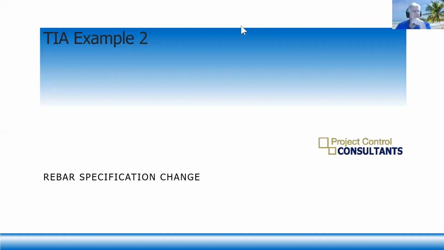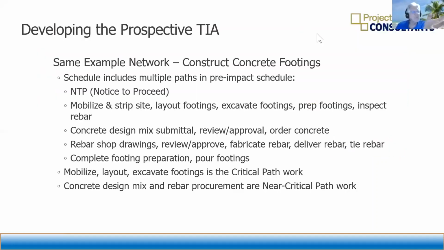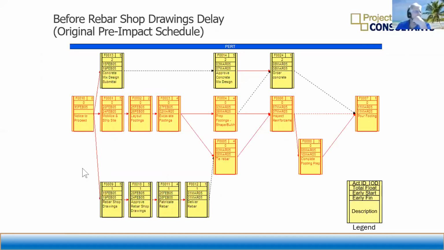Example. And this time we're going to make a change to the rebar spec. Same network, so it's all the same. Nothing else is different. The rebar is near critical in the base. So rebar is down here. It's on the near critical path.